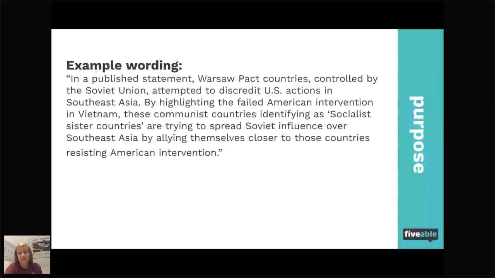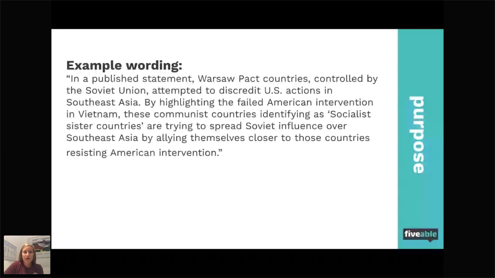resisting American intervention. So absolutely, we're looking at them trying to influence Southeast Asia, to try to influence public perception about the US, to try to paint them in a negative light that makes the United States look really bad. And using that kind of language just highlights that. So again, with purpose, we're looking at what are they trying to achieve. And so this one, I generally think is pretty easy to do.